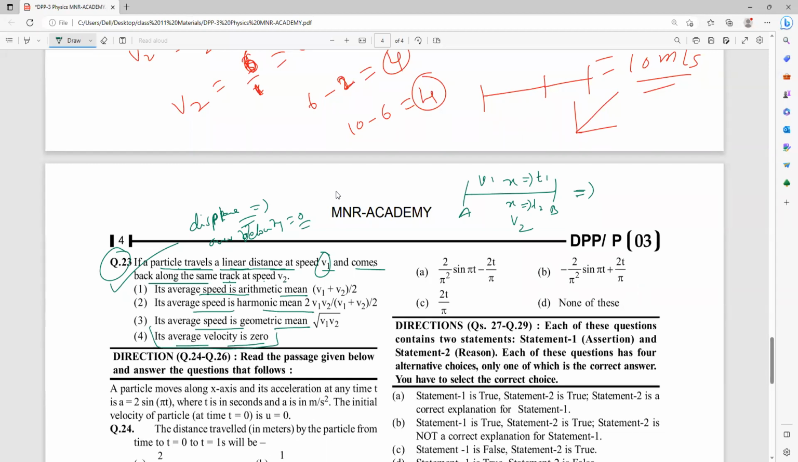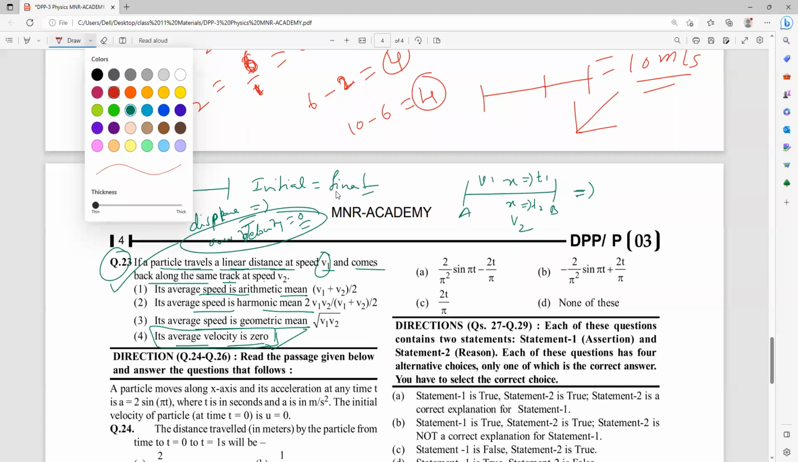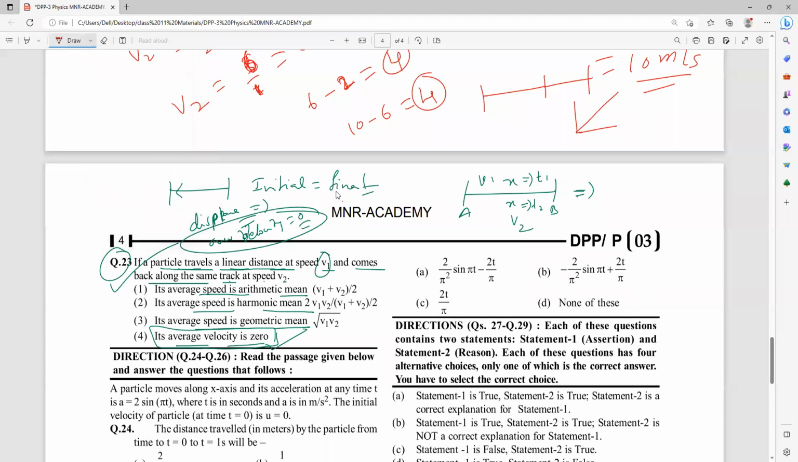I already found it. What is the average velocity? As it is coming back to the same place, the initial point equals the final point, so my displacement is 0. If displacement is 0, the average velocity is 0. Now they are asking us to find the remaining options, because multiple options are correct. So let us verify it.